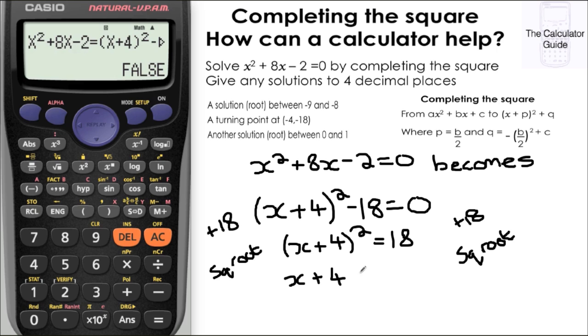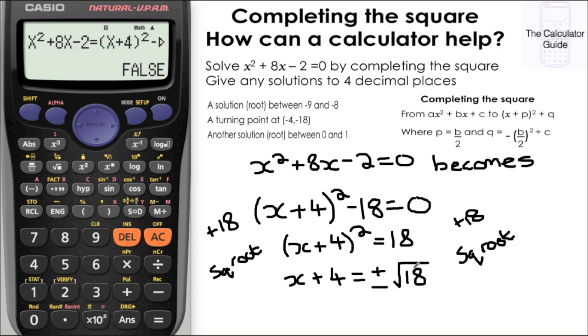I don't know whether it was a positive or negative result that was squared to give me 18, so I have to put both plus and minus the square root of 18 on this side. Okay, so just be careful for that. The difference between the two there, having a plus and minus, is actually going to be what generates our two different solutions.